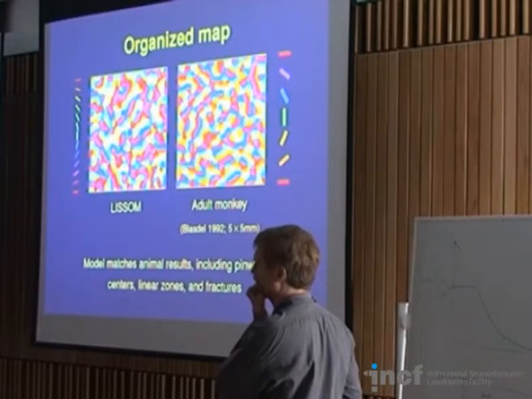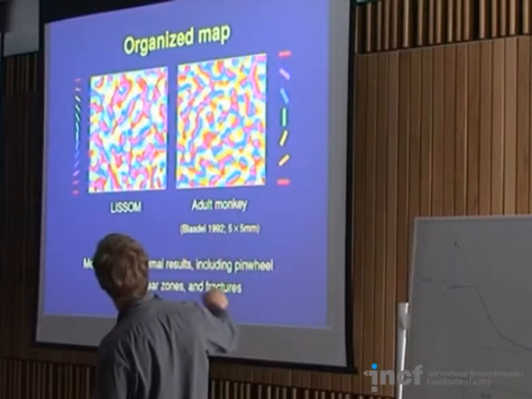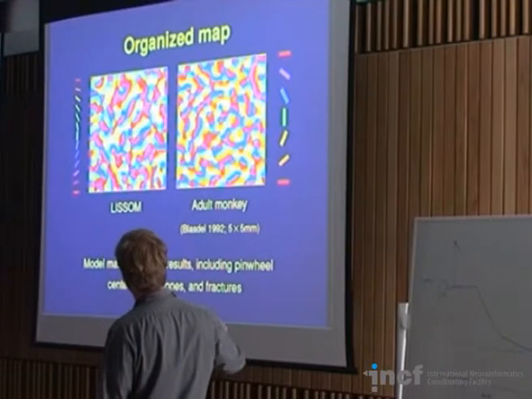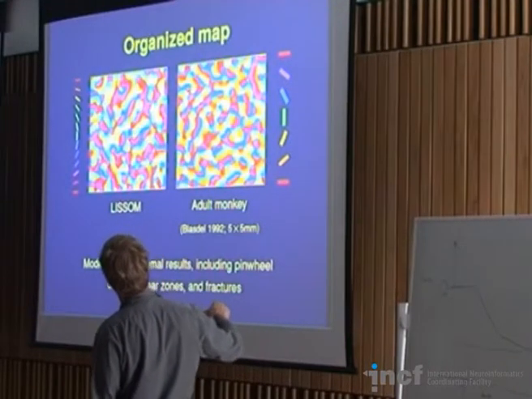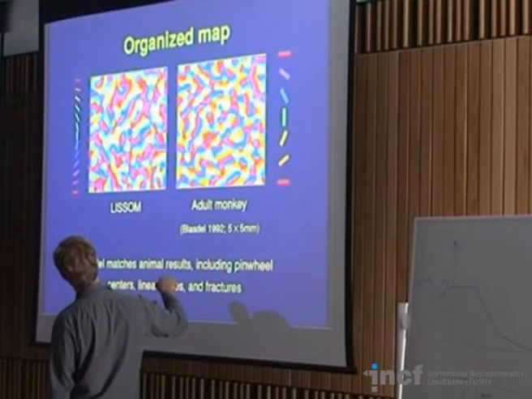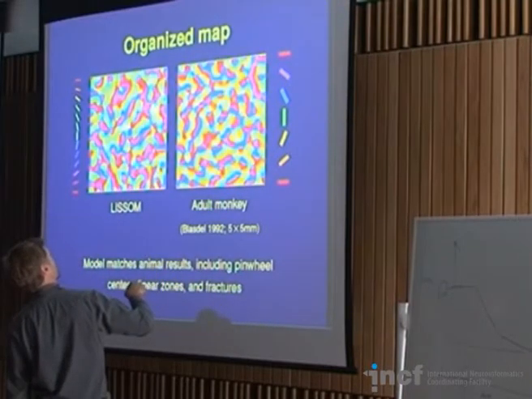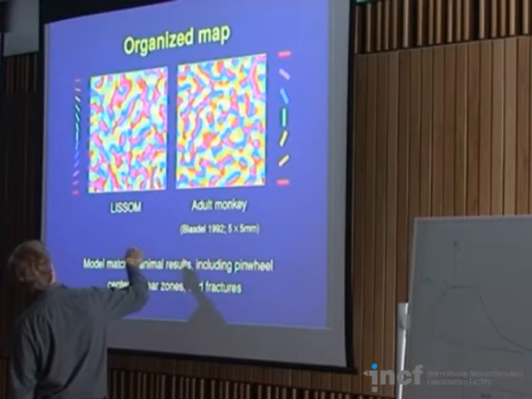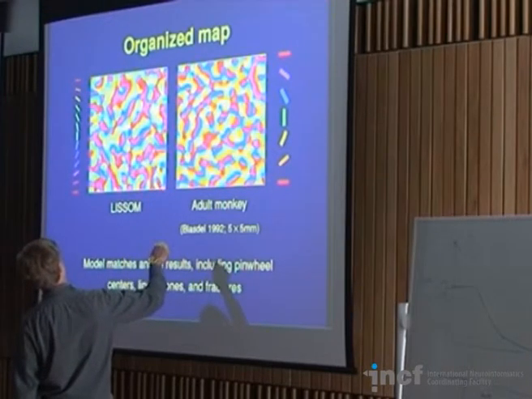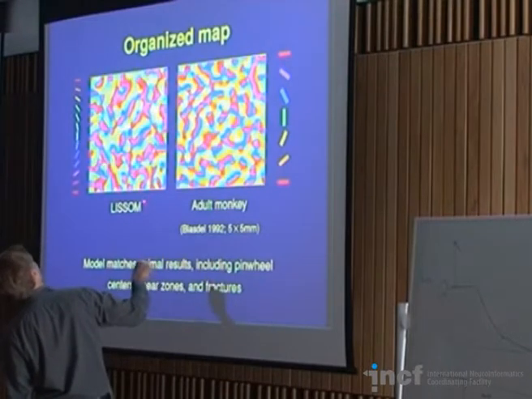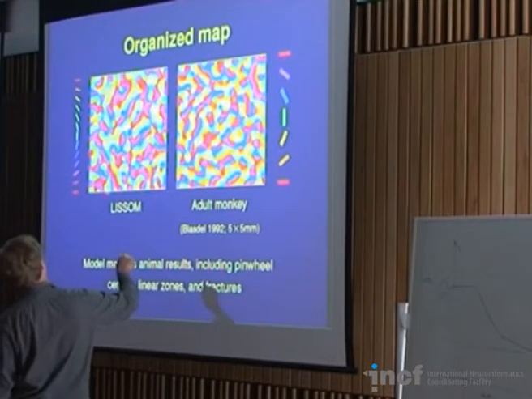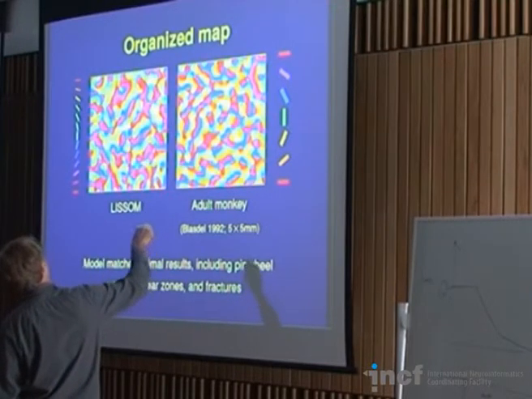Okay, you get results. This is a map model called LISSOM, from the previous slide. This projector is so blurred that you can't see the pixels, but there are pixels here. Oh, here maybe you can see a pixel. This is 142 pixels by 142 pixels.